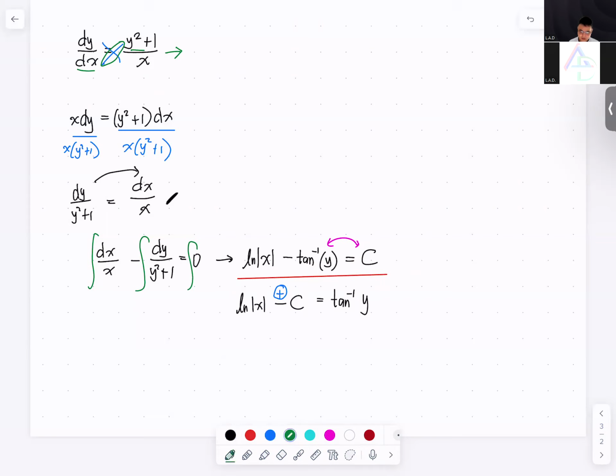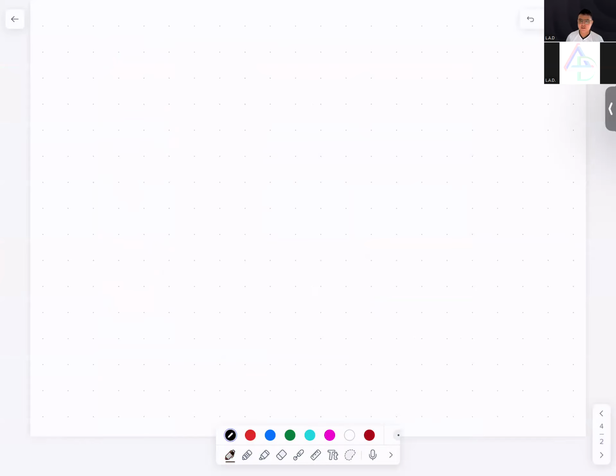Okay? And then you take the tangent of both sides of the equation, which results to, of course, tangent of tangent inverse of y is y. It is equal to the tangent of the quantity ln of x. Instead of writing minus c, we'll write plus c. Okay? So this is another possible form of the general solution. Next up, let's try this example.